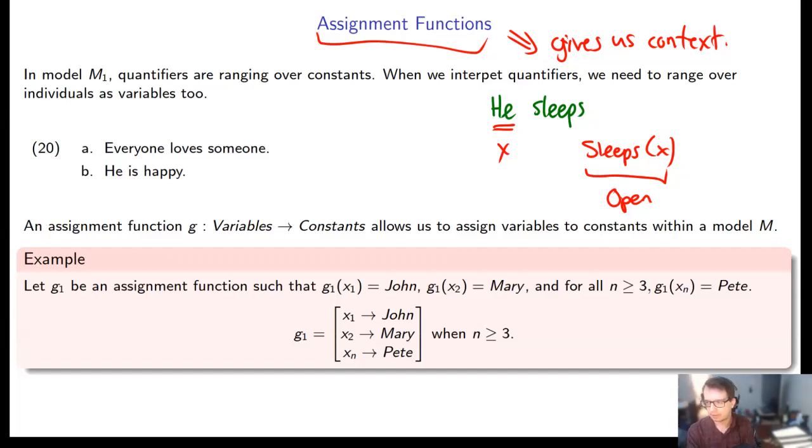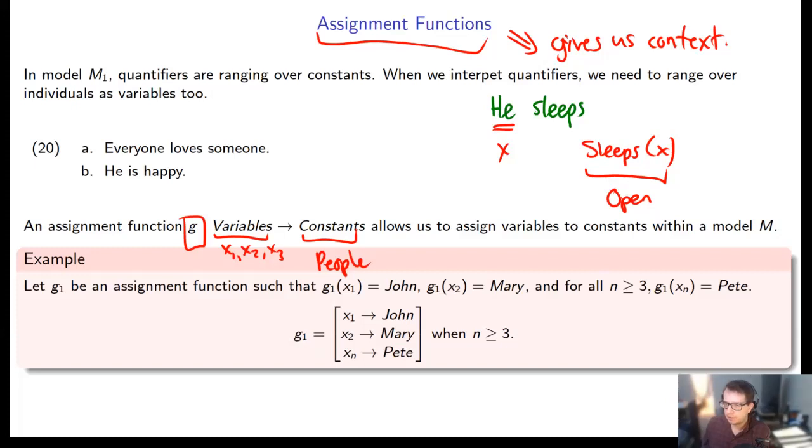So an assignment function is just a function. We have a function g. Typically, we use g for assignment functions. And we take variables, so usually x1, x2, and x3, and we assign them constants. So we take our variables and we assign them to people.